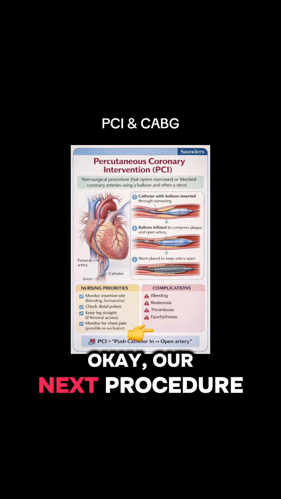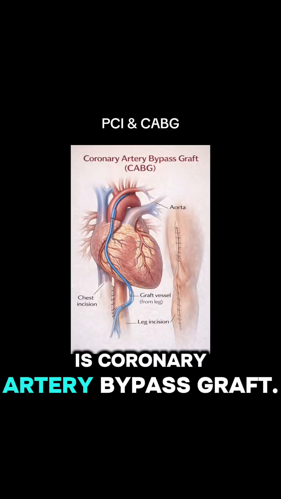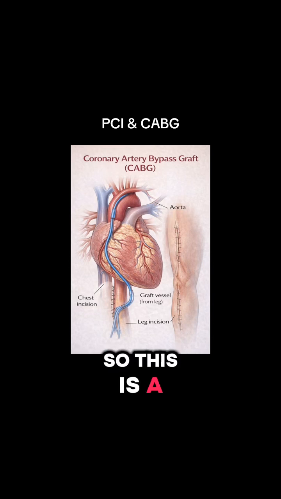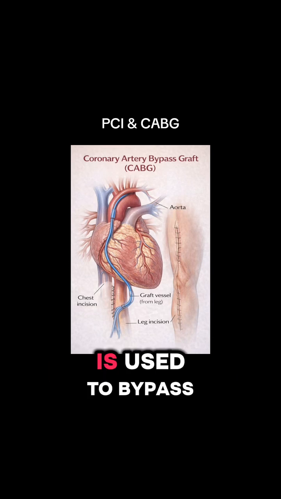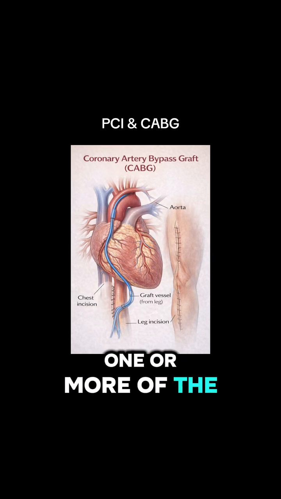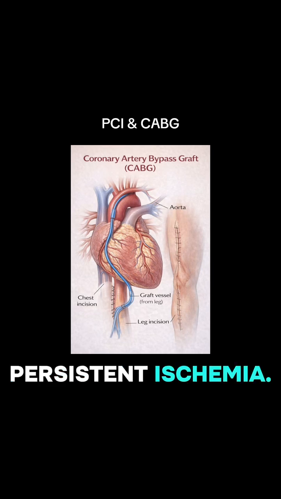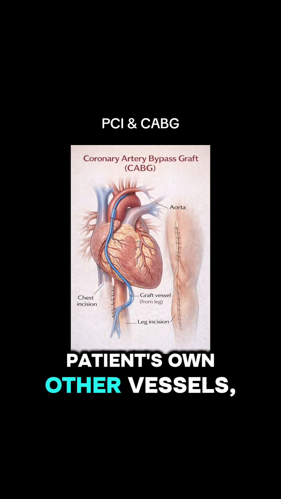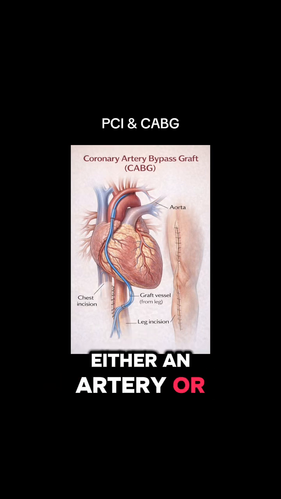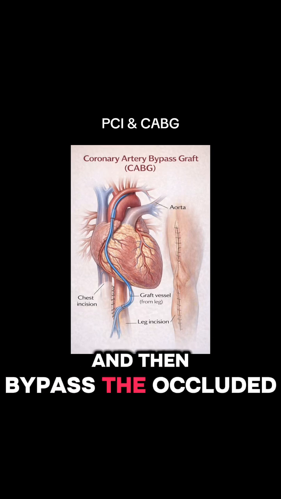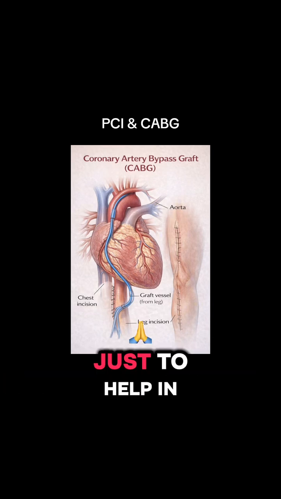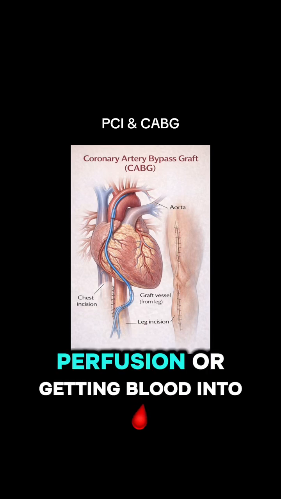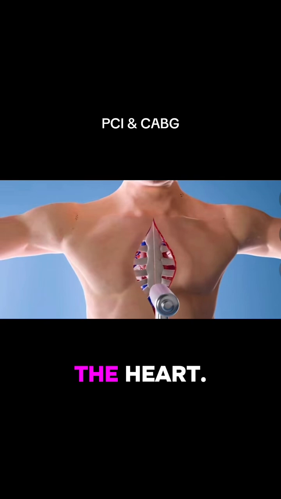Okay. Our next procedure is coronary artery bypass graft. So this is a procedure that is used to bypass one or more of the coronary arteries due to blockade or persistent ischemia. So just like the name, they will use the patient's own other vessels, either an artery or a vein, and then bypass the occluded coronary artery just to help in perfusion or getting blood into the heart.